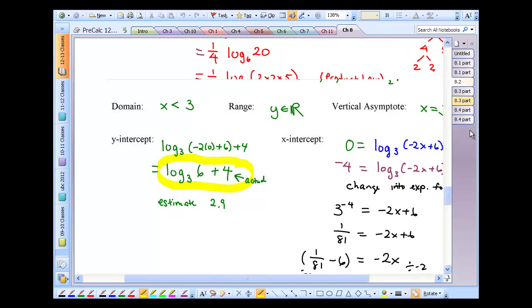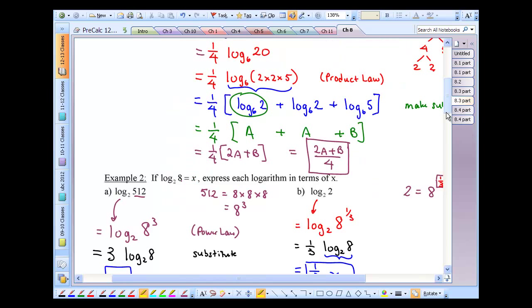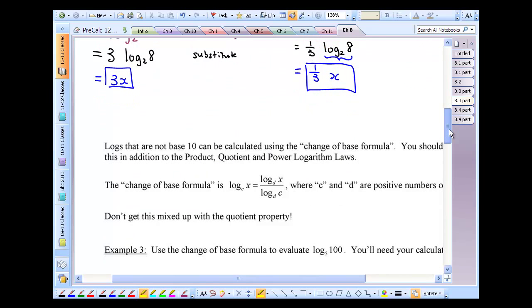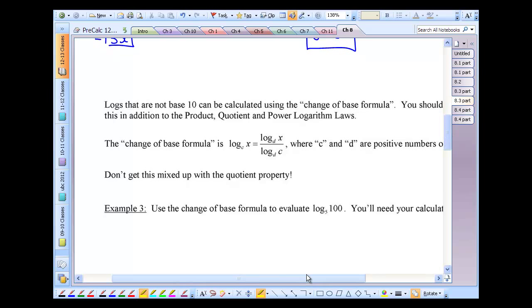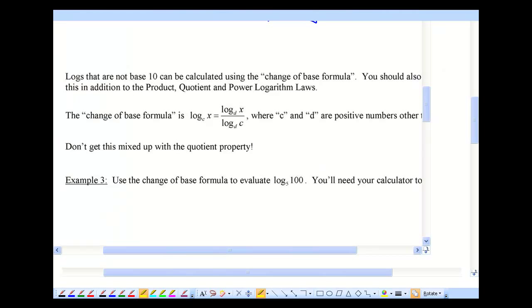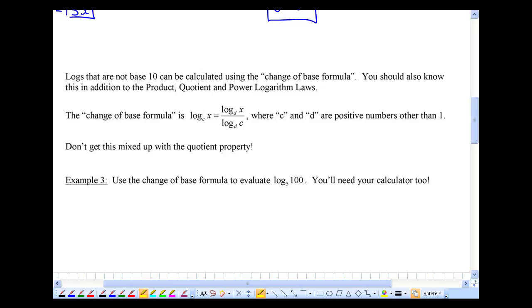So how do we actually calculate logs where the base is not 10? Because our calculator only has logs with base 10. Well, logs that are not in base 10 can be calculated using something called the change of base formula. And you're going to need to know this one in addition to the product, quotient, and power logs. Here's the formula. Whenever you have log base c of x, that can be rewritten as log base d of x divided by log base d of c, where c and d, of course, are just positive numbers other than 1. So you can change this with any different base.